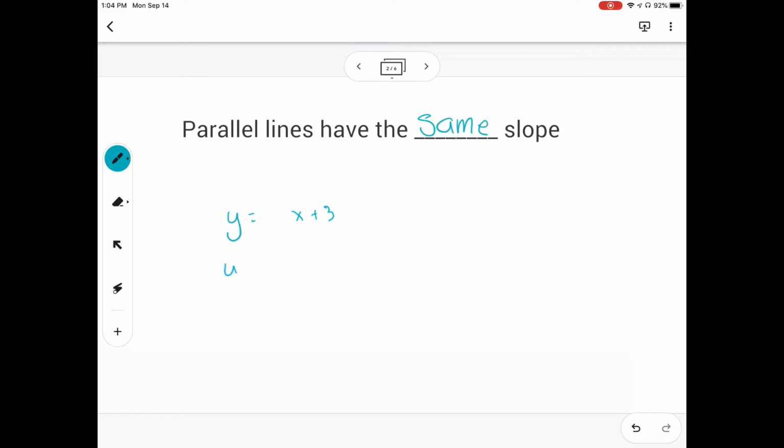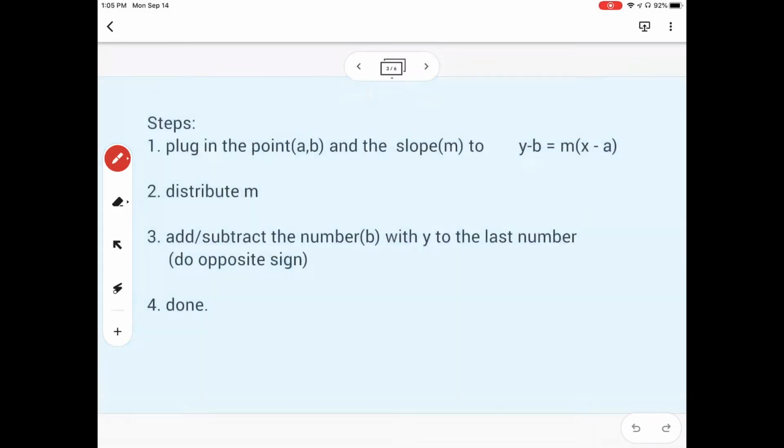So if I have two lines that are parallel, then these numbers here have to be the same. So a 2 and a 2, or a third and a third. If they're parallel, they have to have the same slope.